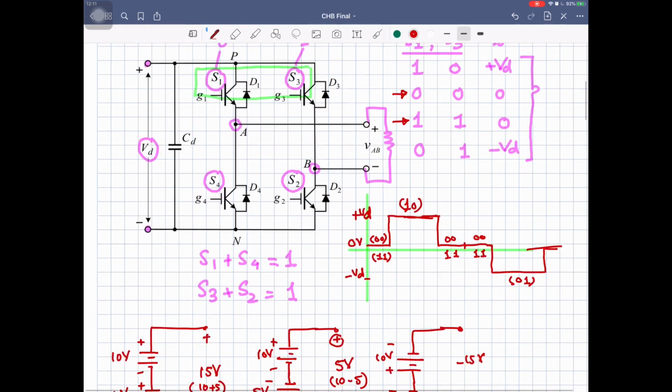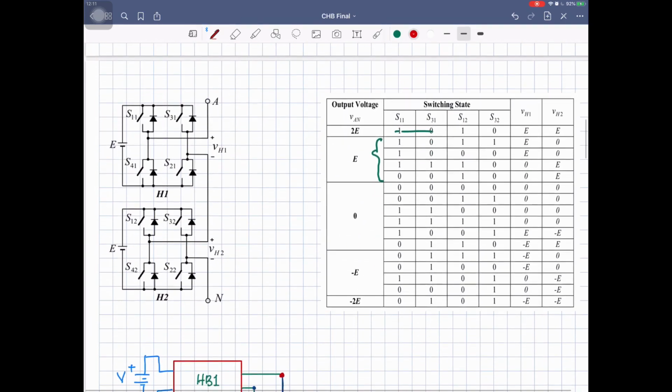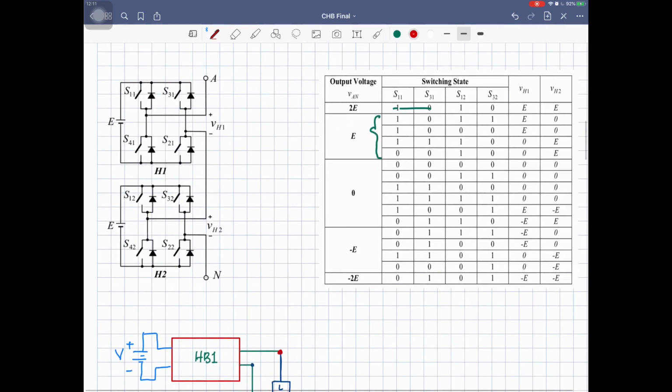Okay, so now let's move to this slide. Let's suppose that there are two H-bridge circuits connected in series as shown in this diagram. This is the first H-bridge and this is the second H-bridge, and they are connected in series like this. Your load will be connected between these 2 points, point A and point N. So the load voltage is VAN. So what will be the load voltage?